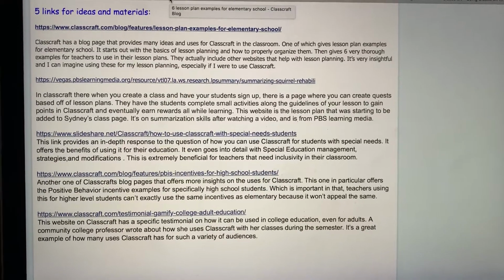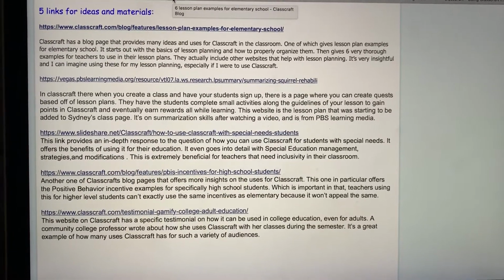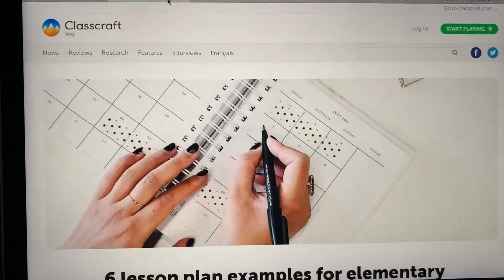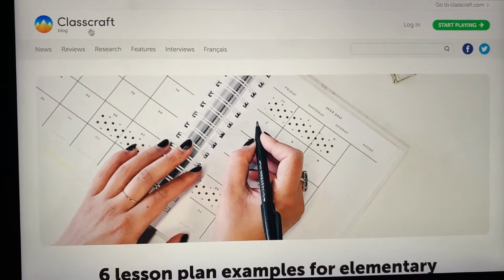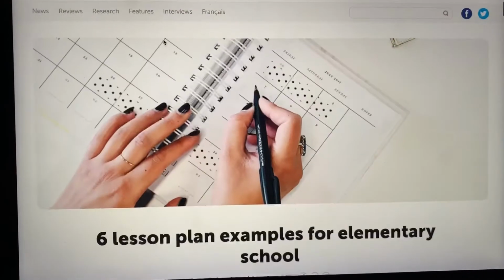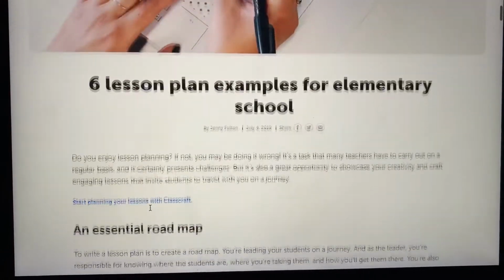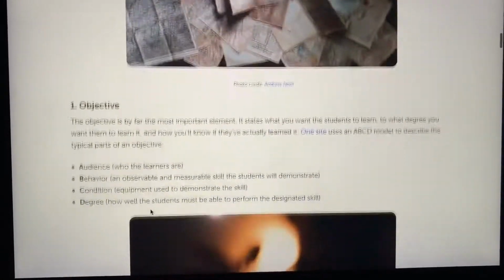Okay, and for my last part of the presentation, I'll be going over the 5 links for ideas and materials. So the first one I have here is from the Classcraft page. They have a blog that gives you 6 lesson plan examples for elementary school, which I think is super helpful in creating your own lesson plans for your students.